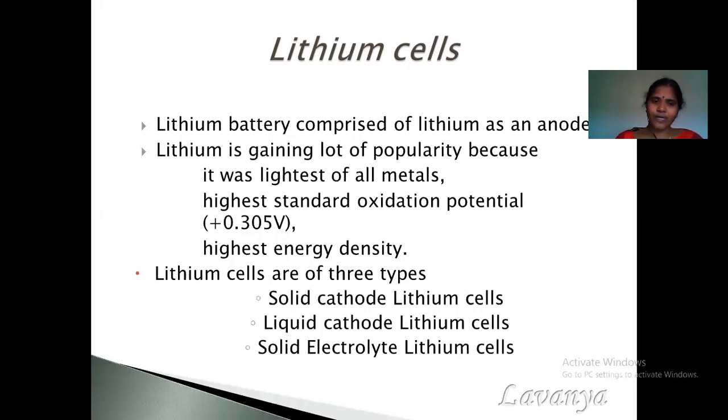Because of these unique properties of lithium, we have various applications as a battery, and we have various types of lithium cells, and these lithium cells are primary cells, which can be of three types: solid cathode lithium cells, liquid cathode lithium cells, or solid electrolyte lithium cells.